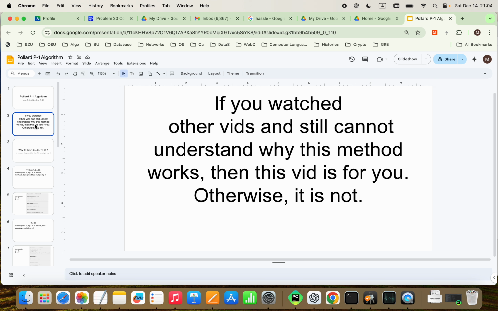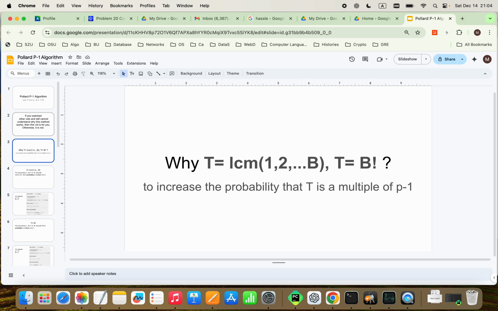Basically, I think you should have implemented your p-1 algorithm by this point. If not, then you don't know the details, so you might struggle. I suggest that you implement the p-1, or you just ask ChatGPT to give you some code, the implementation, and you just run it to get a sense of it.